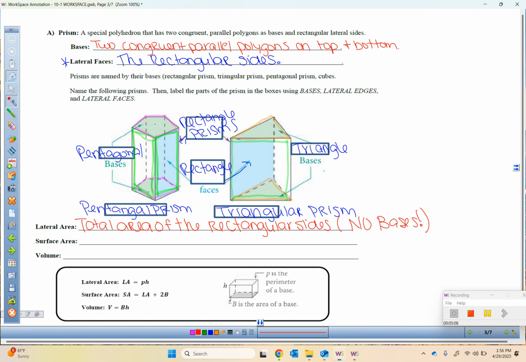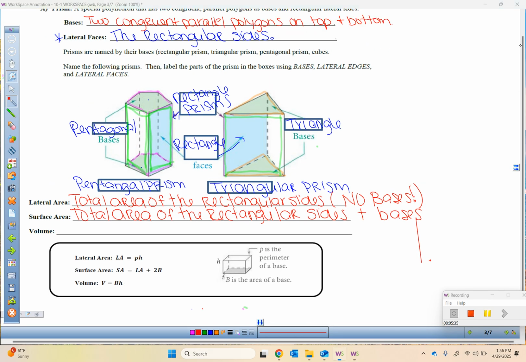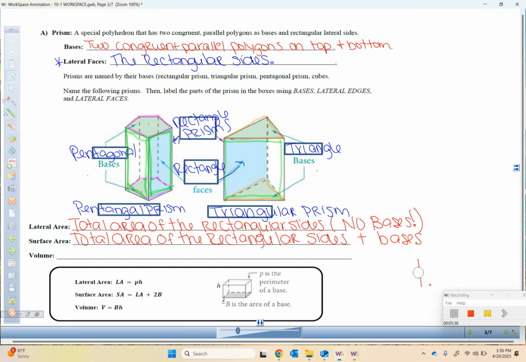So surface area is the total area of the rectangular sides plus the bases. So what we're saying is lateral area is only the rectangles. Surface area is the rectangles, and then you add in the bases.